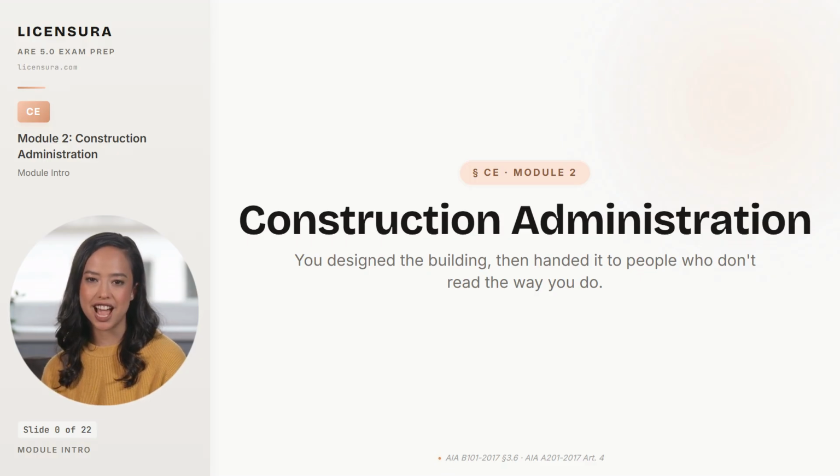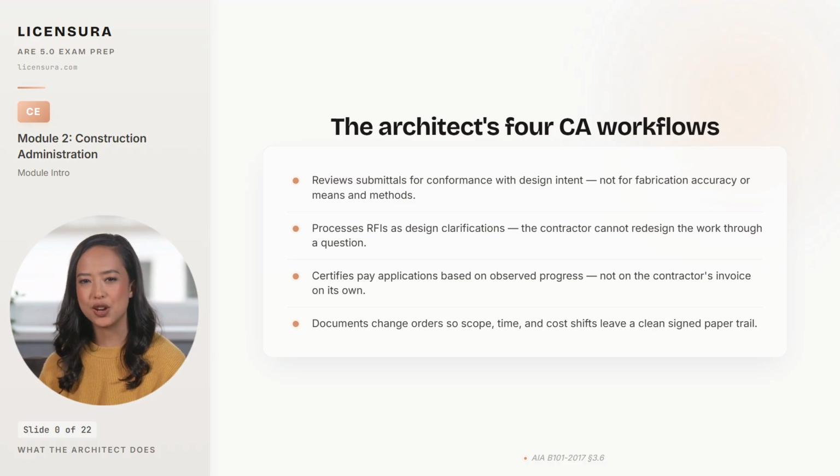Here's what the architect actually does in this phase, written tightly. Four workflows the architect actually owns. First, submittal review. You confirm conformance with design intent, not that the fabricator's dimensions are correct, because means and methods stay with the contractor. Second, RFI processing. The contractor asks for clarification, and you give a written response, but you do not let the RFI become a backdoor change order, because if the answer adds scope, it requires a change order, not a clarification.